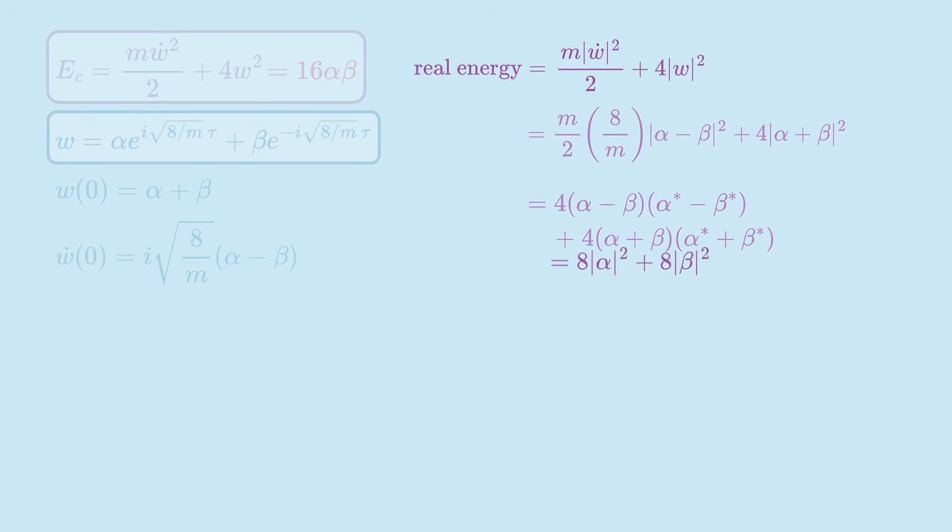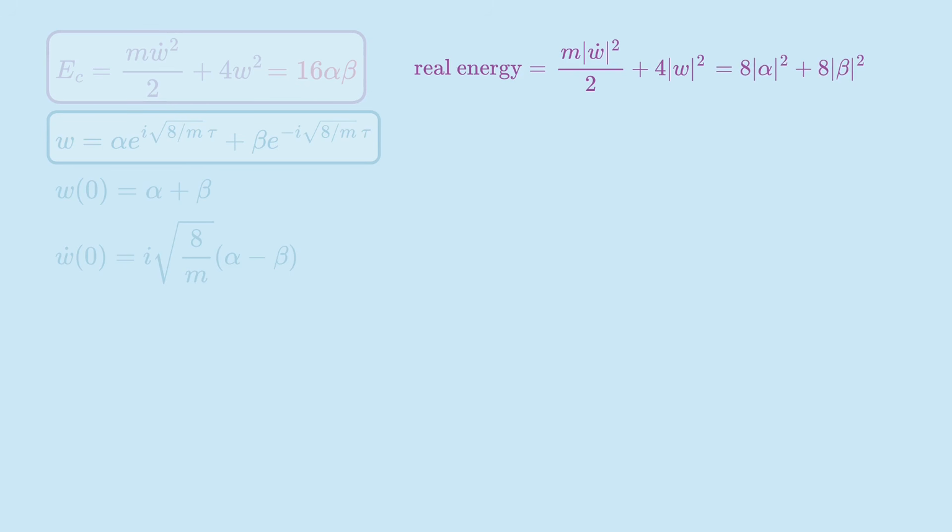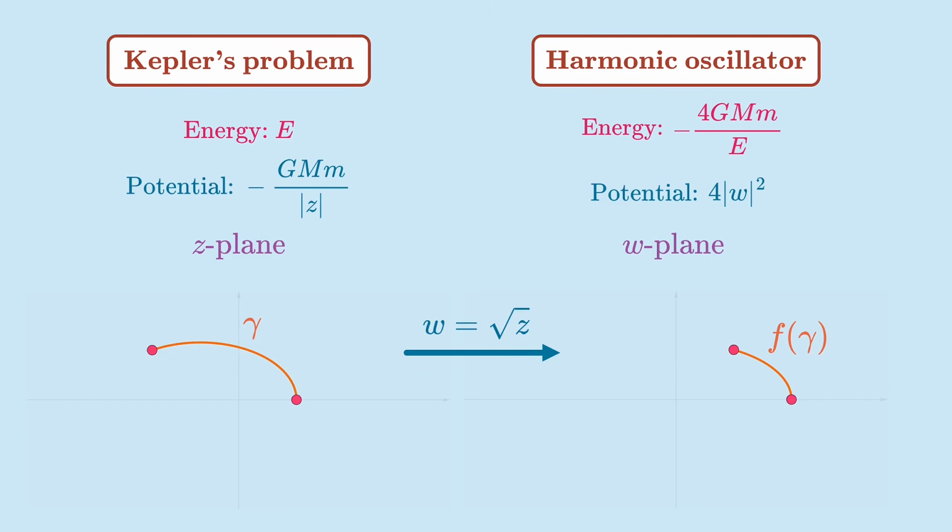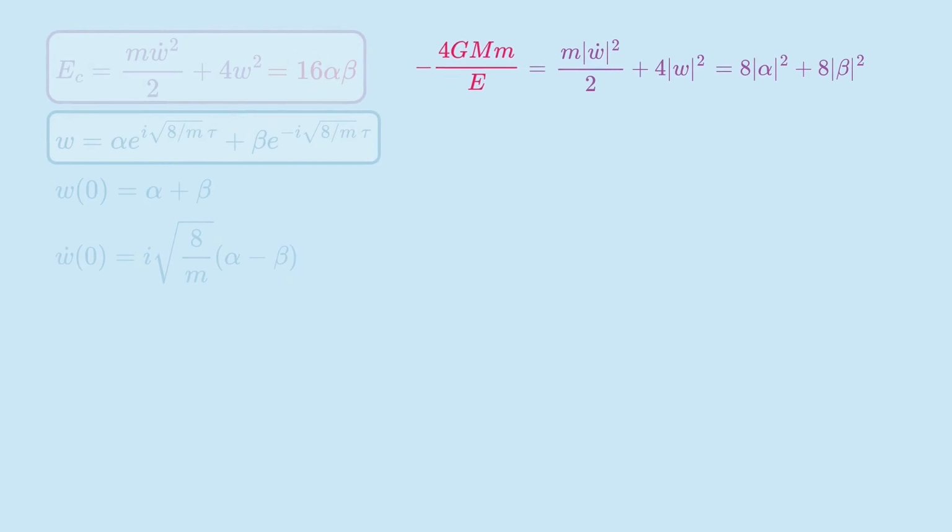We computed the real energy because from the correspondence between gravity and harmonic oscillator, the energy for the harmonic oscillator is negative 4 GMm over E, where E is the energy for Kepler's problem. So the quantity we just computed is negative 4 GMm over E, or equivalently, E equals negative GMm over 2 times mod alpha squared plus mod beta squared.